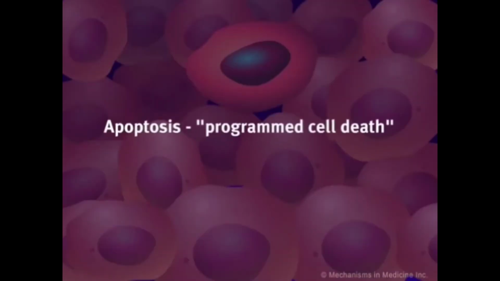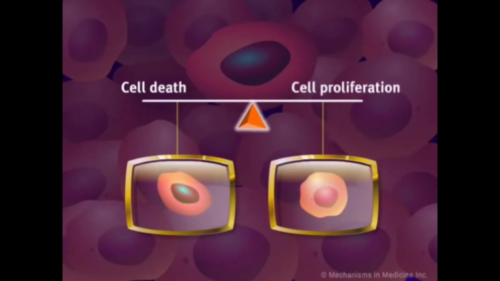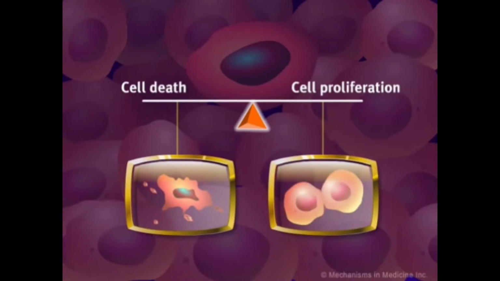Apoptosis, or programmed cell death, is one of the mechanisms by which organisms limit the growth and replication of cells. If apoptosis did not occur, there would be no way to control cell growth and tissue homeostasis would be lost. In fact, this is one of the key mechanisms behind cancer.